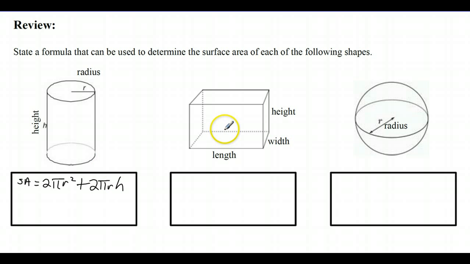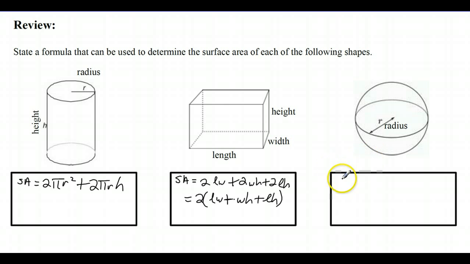Surface area here, we have three sets of two: the top and the bottom are the same, the left side and the right side are the same, the front and the back are the same. So the surface area is 2 length times width plus 2 width times height plus 2 length times height. Or if you like, 2 times the sum of length width plus width height plus length height.